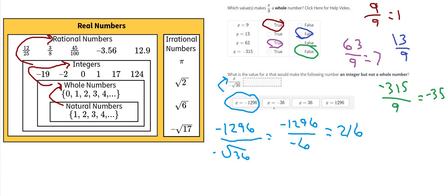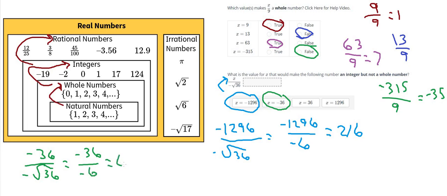So we can try the next one, which would be x equals negative 36. And that would give us, I'm going to do this on the bottom left, negative 36 divided by negative square root of 36. And that would be negative 36 divided by negative 6. And that's a positive 6. And that's also an integer, but it's also a whole number. We want something that's not a whole number, so it's not going to be that choice. We can cross off those two. We'll go to the third one.